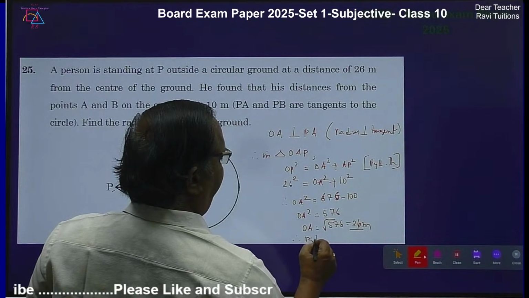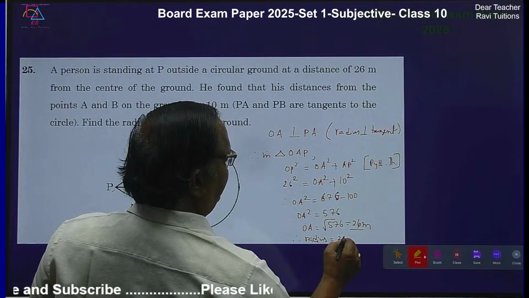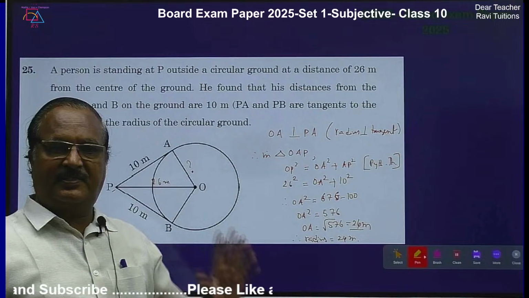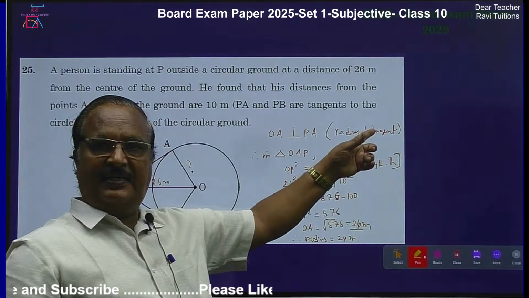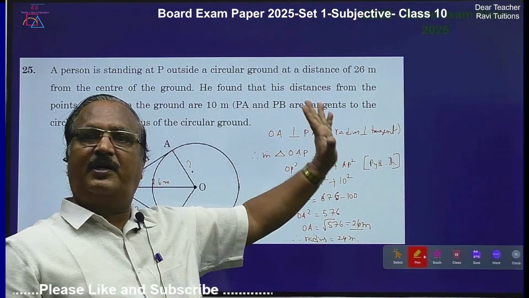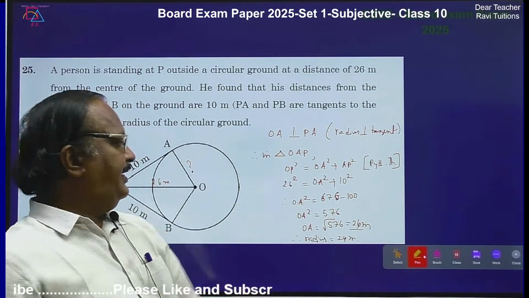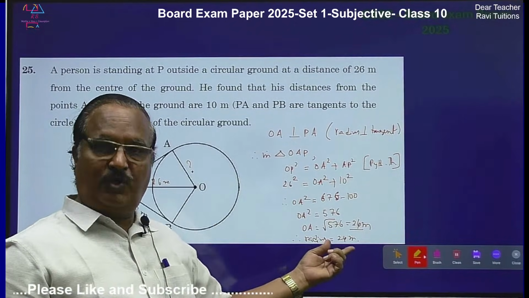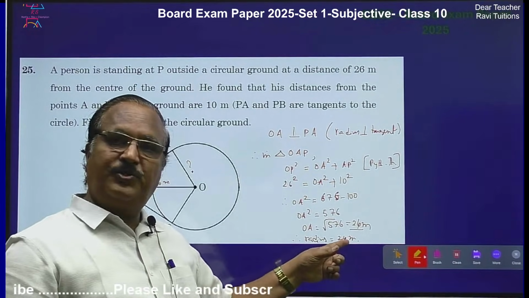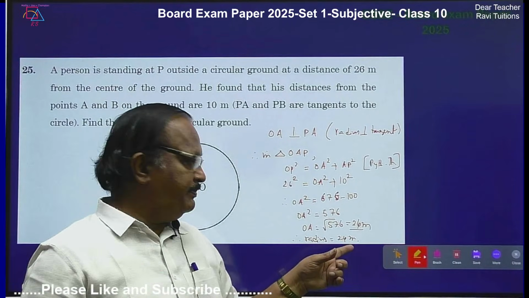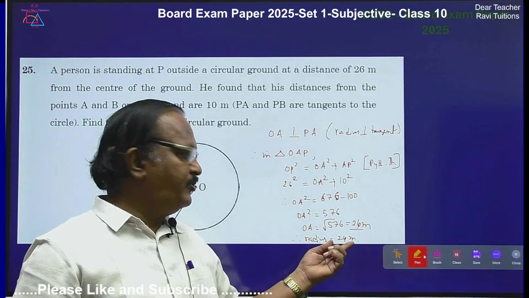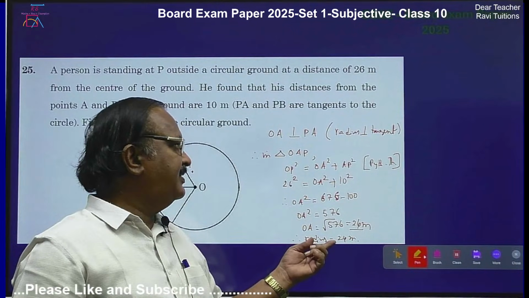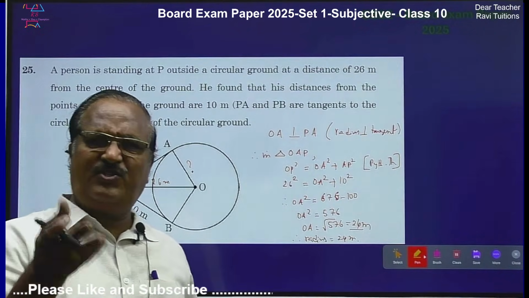Therefore, radius is equal to 24 meters. 2 marks. Writing this Pythagoras theorem and this radius is perpendicular, you will be getting half mark, right? And doing this entire thing is 1 mark, and writing this answer conclusion is half mark. You should not forget the units. Some people will forget the units. 24 meters you have to write. So you have to write all the steps neatly to get 2 marks.